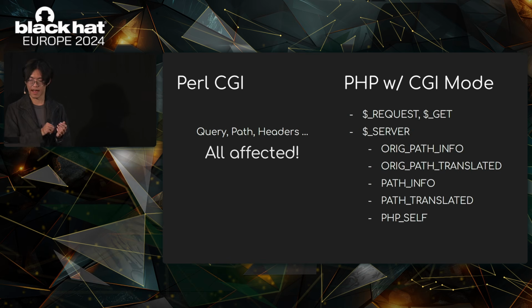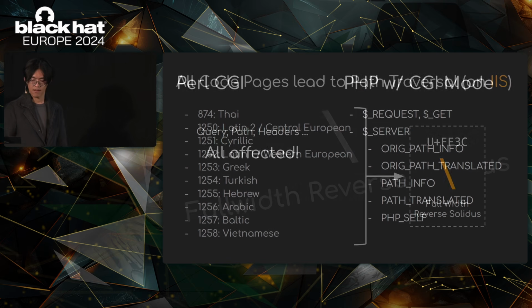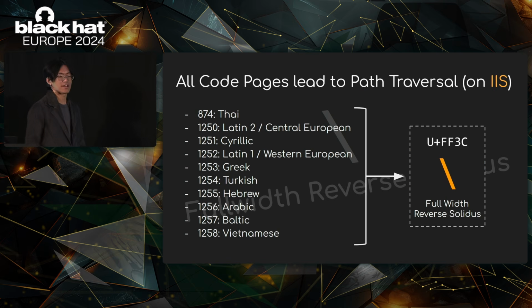So we look into some common CGI. For Perl CGI, most of the components are all affected. And for PHP CGI, things like request and get, and also several variables in the server, will also affect it. Yeah. So here we have this best fit mapping again. We can use this full-width reverse solidus to map it to the / and make it vulnerable to path traversal.